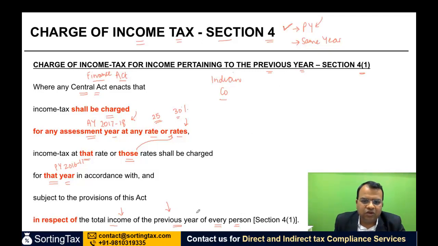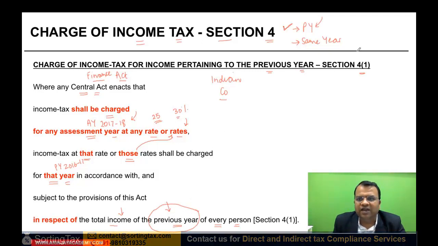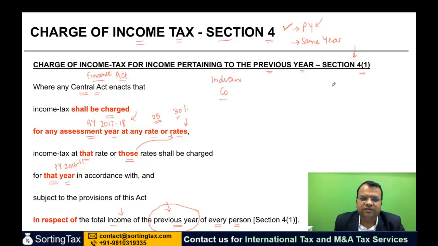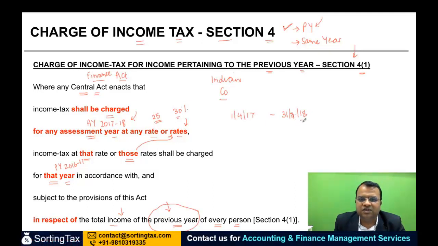Now, tax is on the income of the previous year. I think this is the crux of this entire section 4, subsection 1. You cannot charge, as a general rule, income of the assessment year 2017-18. So assessment year 2017-18 means 1/4/2017 to 31/3/2018. You cannot charge income tax on the income for 2017-18 in assessment year 2017-18 as a general rule.